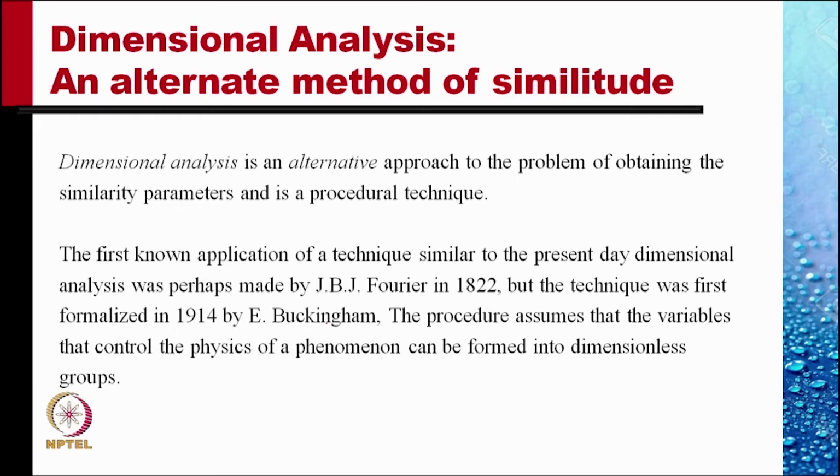The first known application of a technique similar to the present-day dimensional analysis was made by J.B.J. Fourier of the Fourier analysis fame in 1822. But the technique was first formalized in 1914 by E. Buckingham. The procedure assumes that the variables that control the physics of a phenomenon can be formed into dimensionless groups.